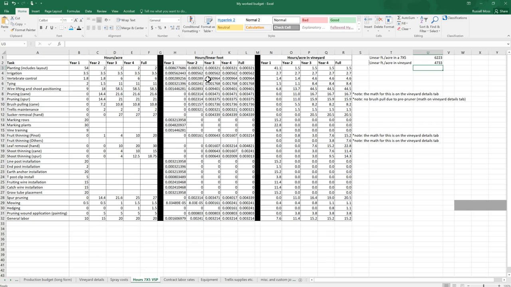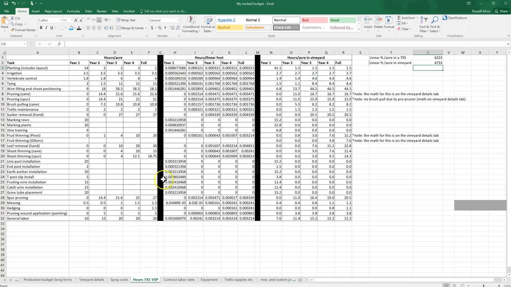Many vineyards have been developed over a decade or two. The older vineyards had larger spaced rows, and the newer vineyards have much narrower spacing between rows. So we're going to have to reconcile that. We do that by going to linear feet.